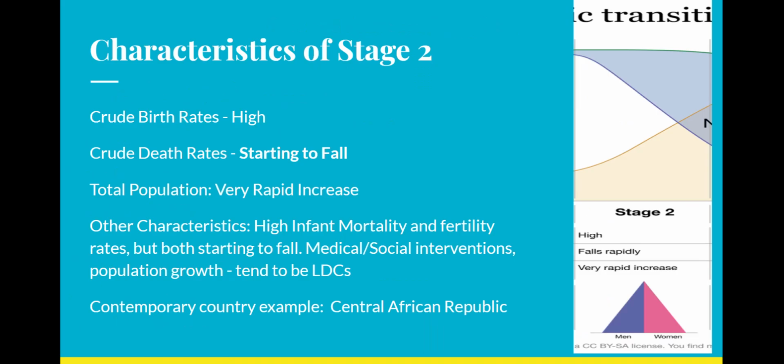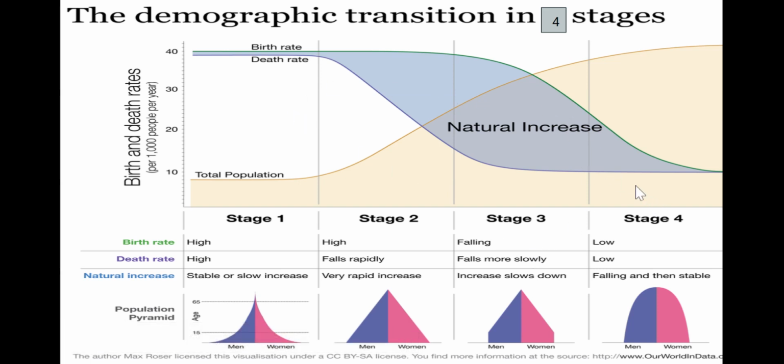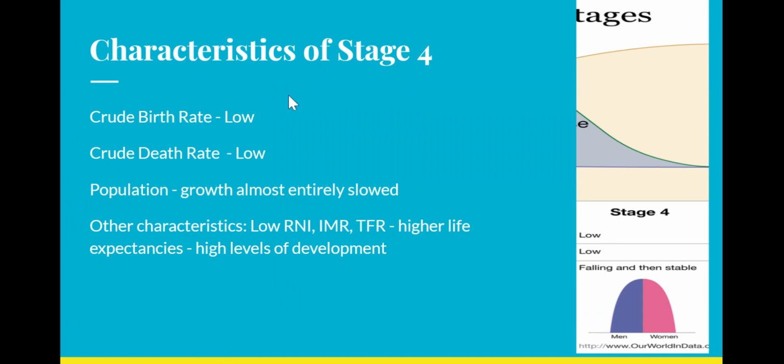All right, so zooming back to the other one, stage 4. What we see in stage 4 is that birth rates have fallen to be low, along with the death rates. So birth rates are low, death rates are low, and therefore population growth has almost entirely slowed. Population growth has started to level off. So if we're looking for stages of the demographic transition where we don't see population growth, stage 1, we don't see much, and stage 4, we don't see much, but for entirely different reasons.